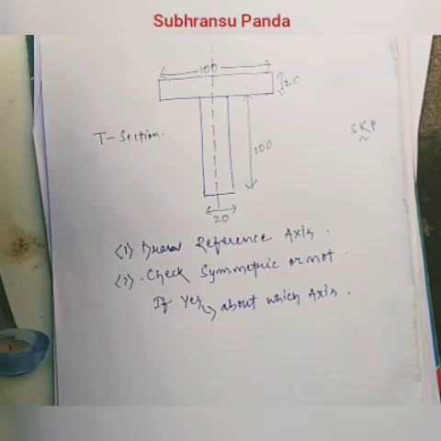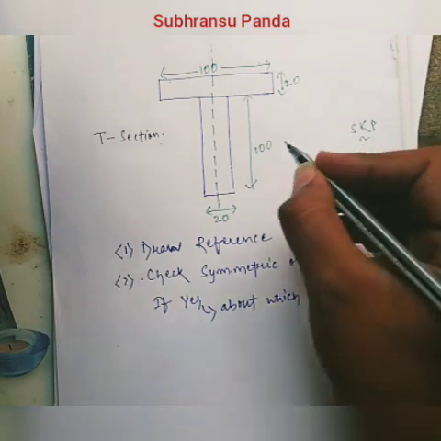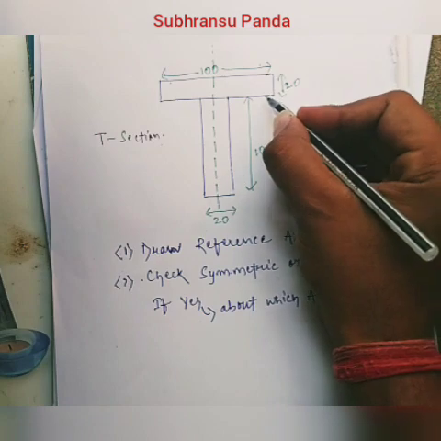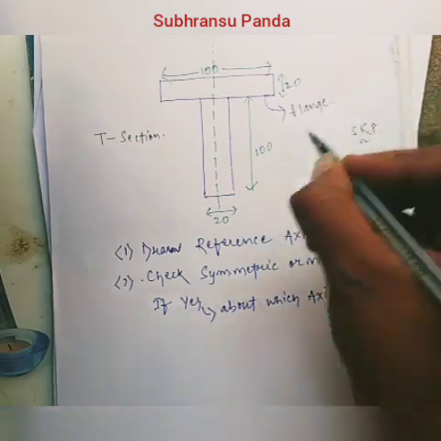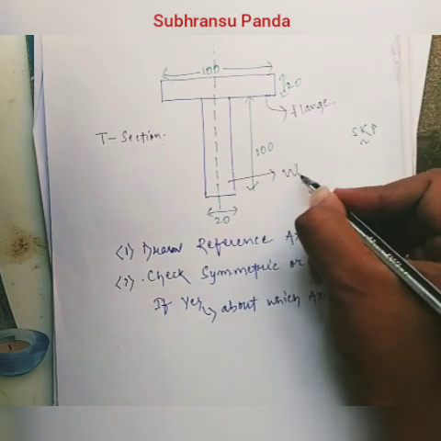Hello everyone, as we already discussed, today we are going to study the centroid of a T section. As you are seeing in the figure, it is a T section where the base or horizontal part is called the flange and the vertical part is called the web.